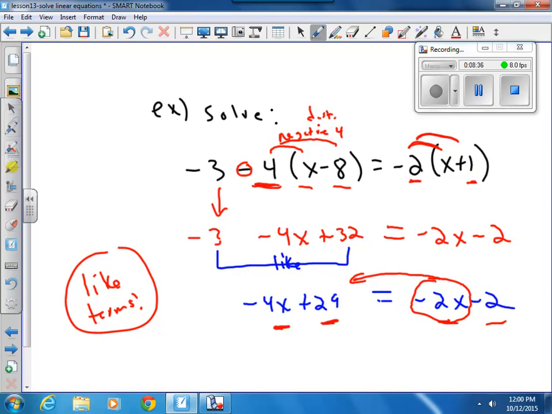But you can't just toss it to the left, so you have to do the opposite. Add 2x. So it makes sense, because negative 2x plus 2x, gone. See, you want them to disappear on that side of the equation and move over to this side of the equation. Okay, well, negative 4x plus 2x makes negative 2x.